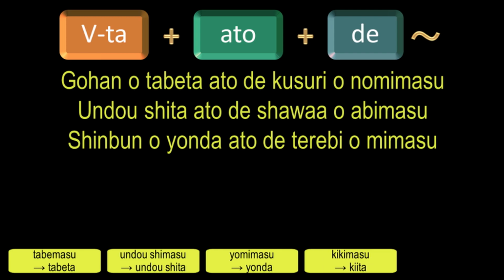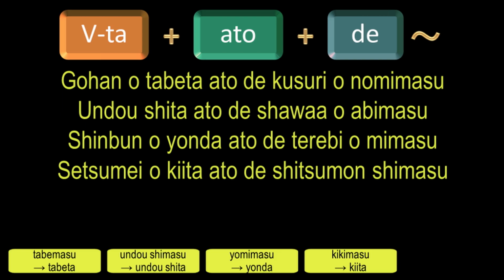The verb kikimasu means to listen and the ta form is kiita. By adding atode, we will get kiita atode, which means after listening. And to say I will ask questions after listening to the explanation, in Japanese it will be setsume o kiita atode shitsumon shimasu. Here, setsume means explanation and shitsumon means question. Let me go to the next example.